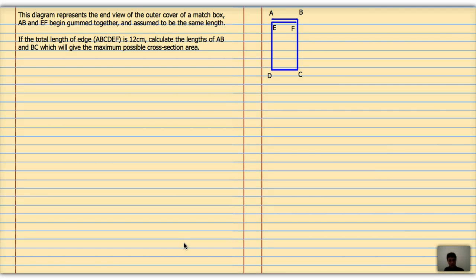Okay, so we are going to look at some more optimization problems now. This problem I got from the textbook. It's page 143, question number 7, and it says the diagram represents the end view of the outer cover of a matchbox.